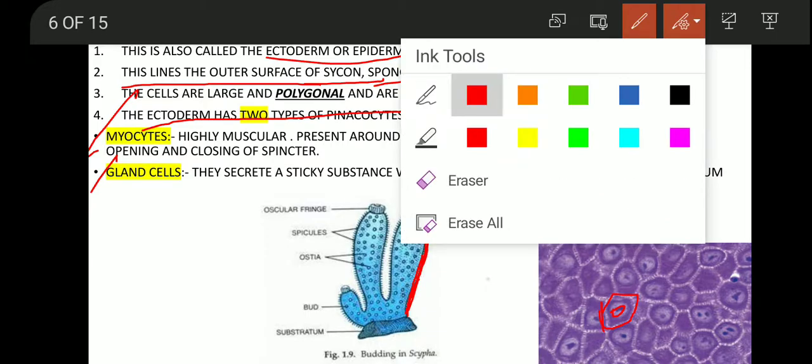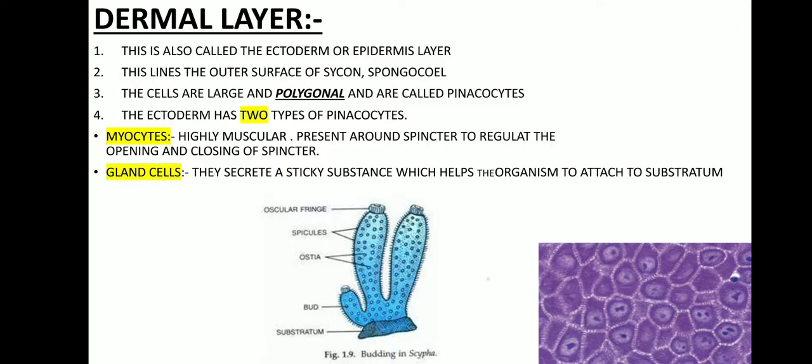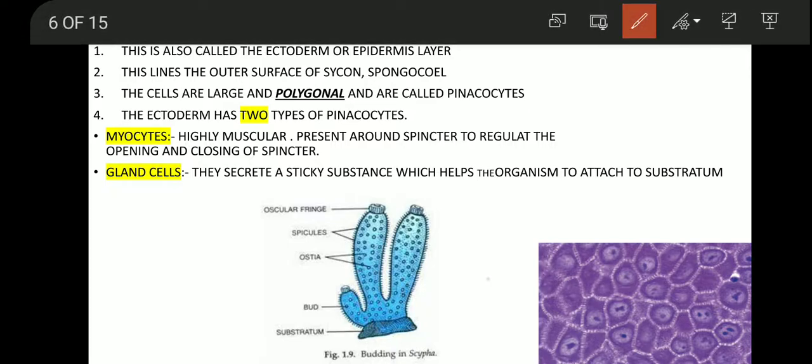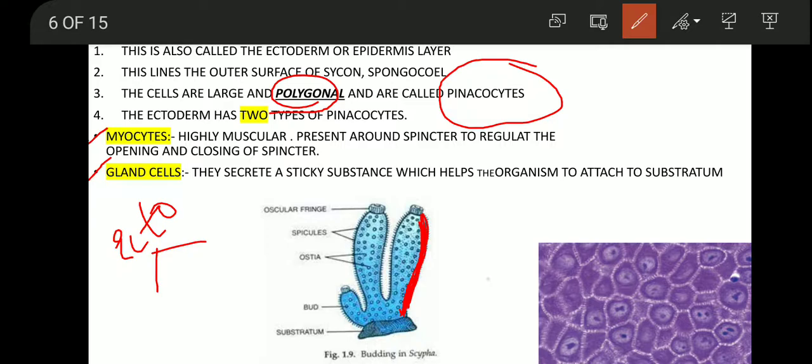What I mean to say is, overall, the dermal layer, which is also called the ectoderm or epidermis, lines the outer layer of the sponge. The cells which line the outer layer are polygonal in shape, and these polygonal cells are referred to as pinacocytes. Is that clear? So the ectoderm has two types of pinacocytes, myocyte and gland cell. You can briefly say that the ectoderm is differentiated into myocyte and gland cells.